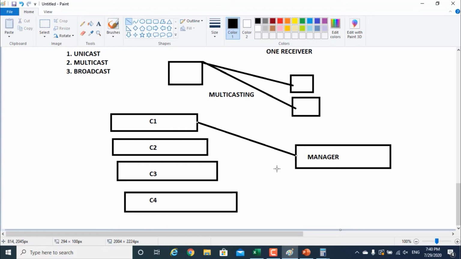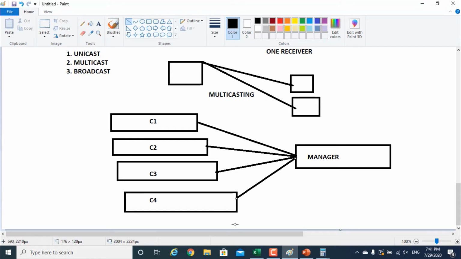If the manager wants to communicate with more than one person, let's say 2 or 3 people, then this type of communication is called multicast. But if the manager says that I want to communicate with each and every one in the network, and no one can reject me, everyone must attend the conference or the meeting, then that type of communication is called broadcast.